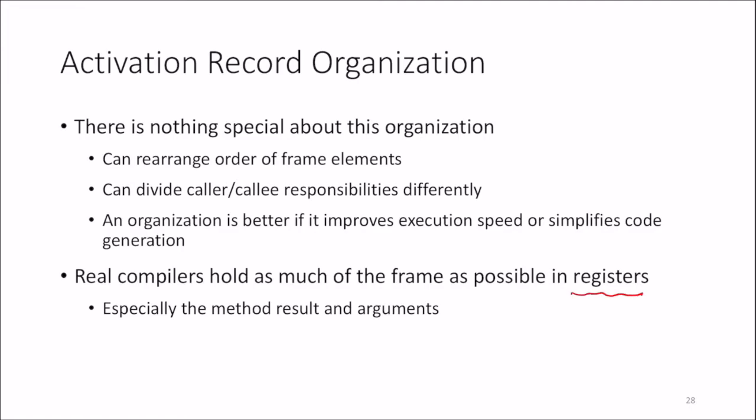LLVM uses allocas, which is a way to store a location on the stack, but LLVM itself will try to map as much as possible from memory into these registers. So storing in registers makes it possible to reuse the registers between function calls, and that's the most efficient way for the code to execute. Particularly the method result and the arguments to the function, we want to store in registers as much as possible.